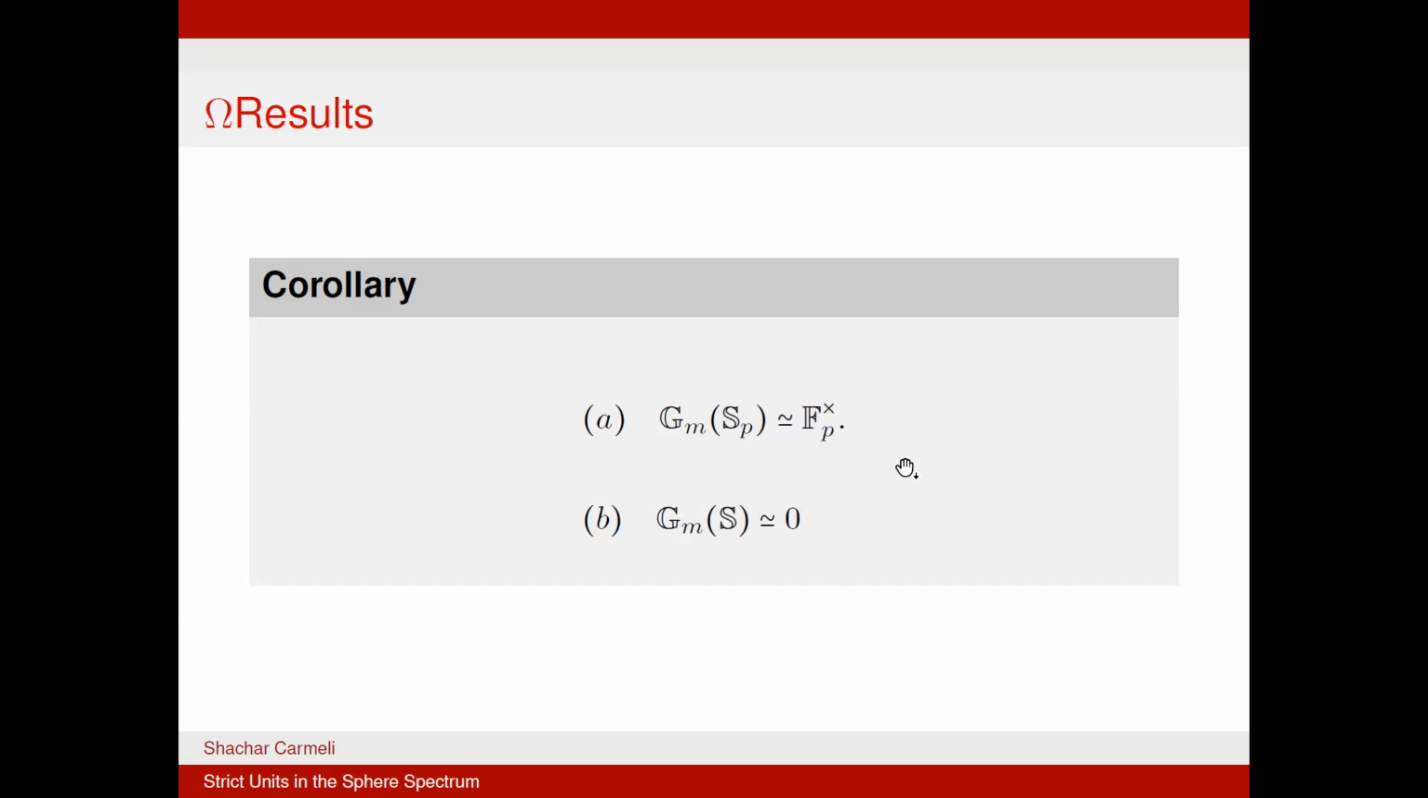Interestingly, the sphere itself has no strict units at all. So in the highly coherent sense, the space of strictly invertible sphere elements is contractible. So a little disappointing. I would be much happier to tell you about the cool strict units, but I can't.